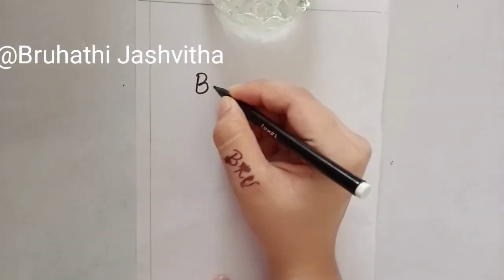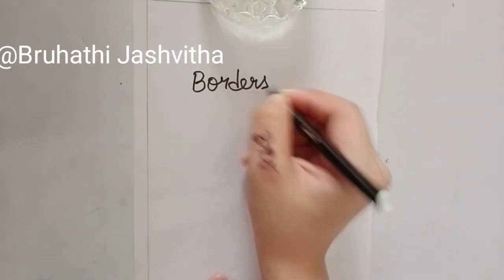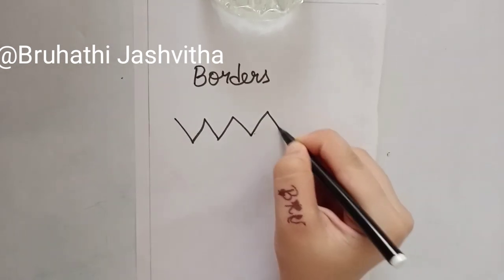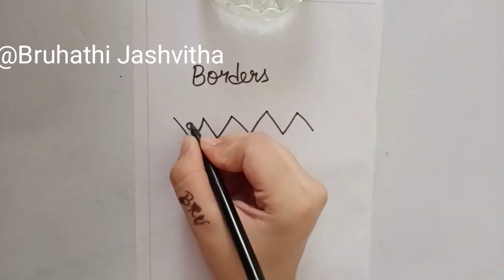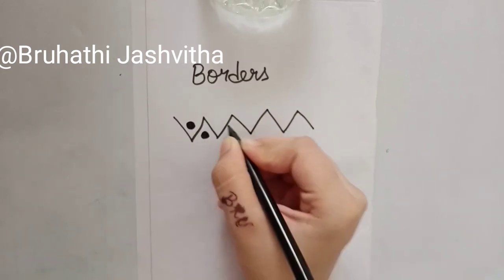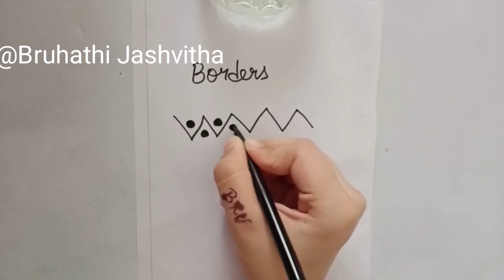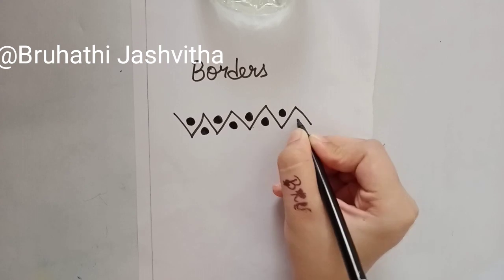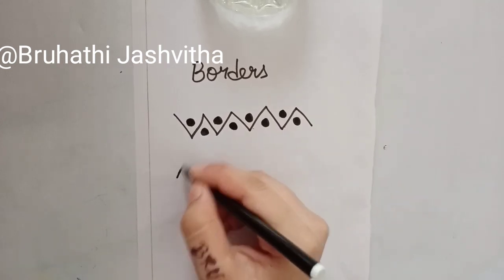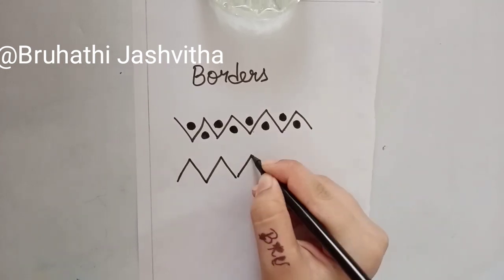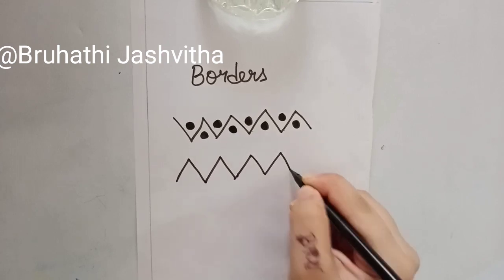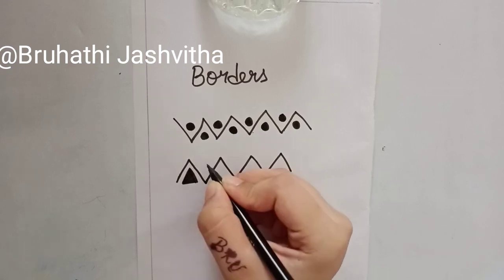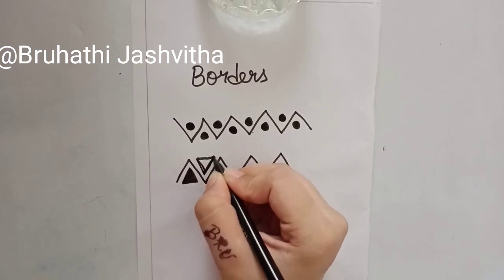Now I'm going to show you some borders that can be drawn in Warli art. The first border is to draw a zigzag. Now draw the circles in the middle and fill them. Now I'll show you one more border with the zigzag. Draw the zigzag and draw the triangles facing upwards and downwards. Then fill inside them.